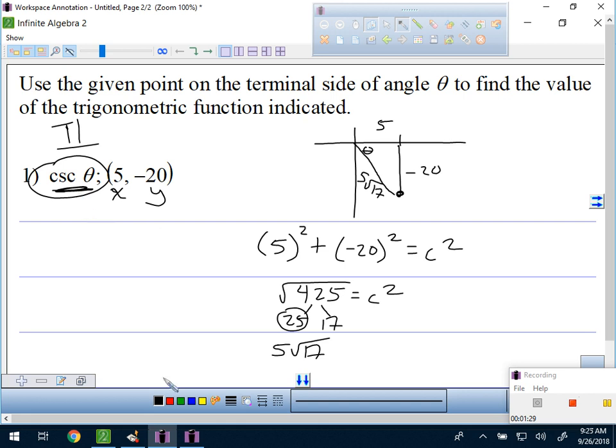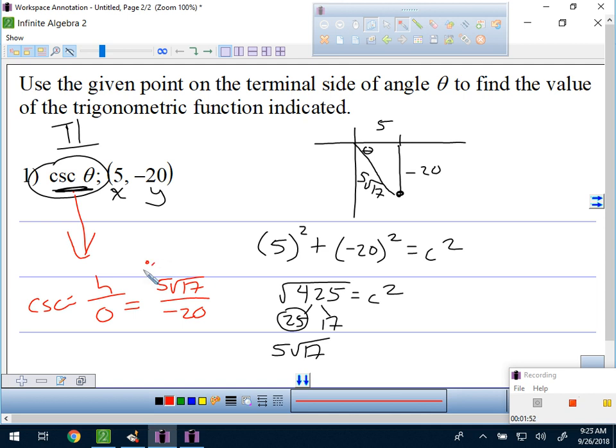Now, it wanted you to find cosecant for this scenario. Cosecant is hypotenuse over opposite. So for this problem, you would get 5 radical 17 over negative 20. Now, remember, your test is going to be multiple choice. So use that to your advantage. 5 radical 17 over negative 20 is not going to be an answer choice.